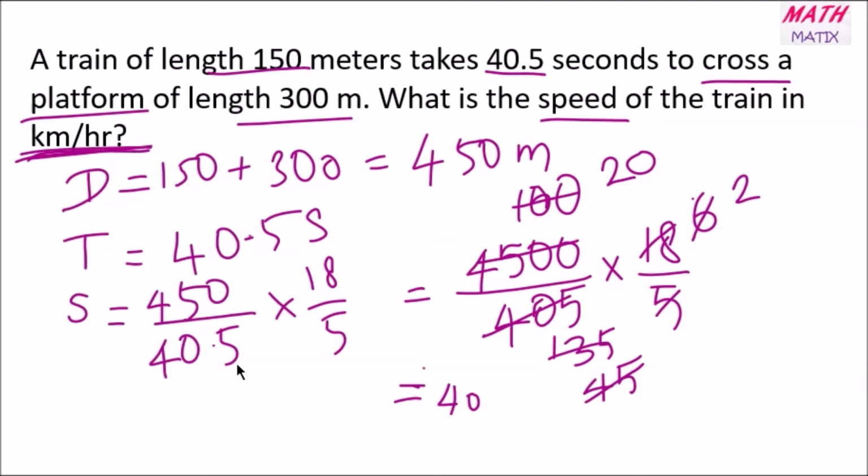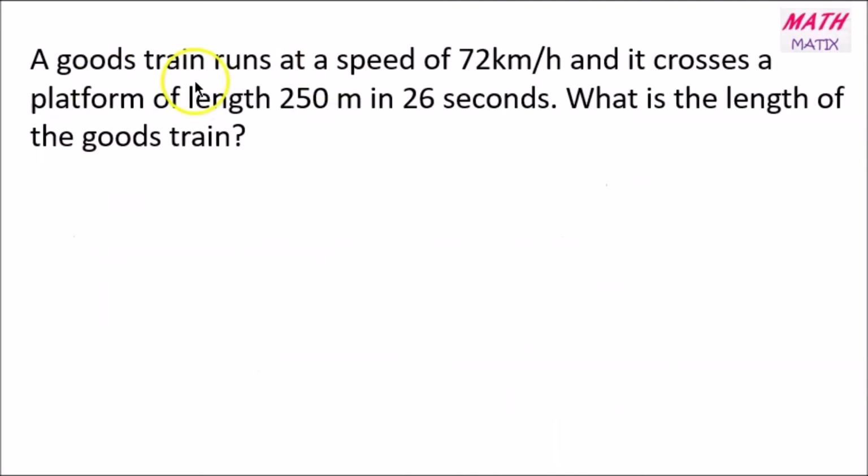After simplifying, I got 40 kilometer per hour. The answer for this question is 40 kilometer per hour. Next question: a goods train runs at a speed of 72 kilometer per hour and it crosses a platform of length 250 meter in 26 seconds. What is the length of the goods train?